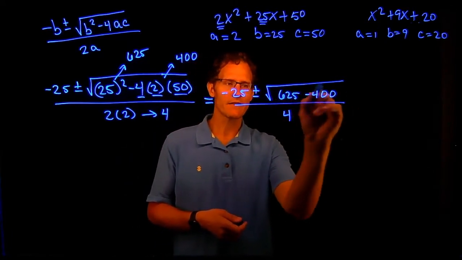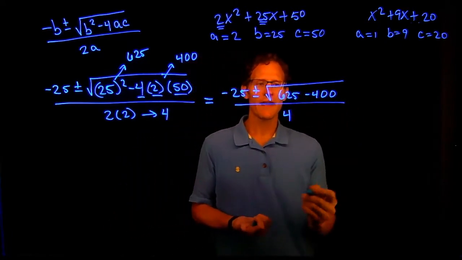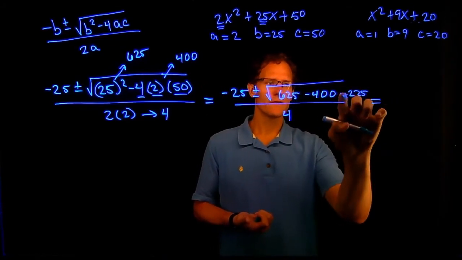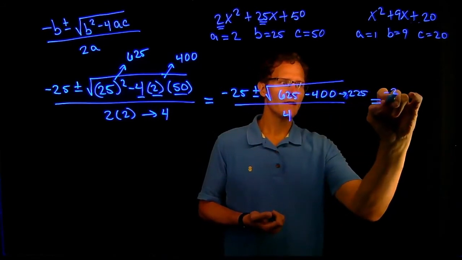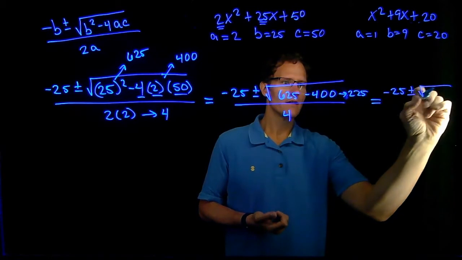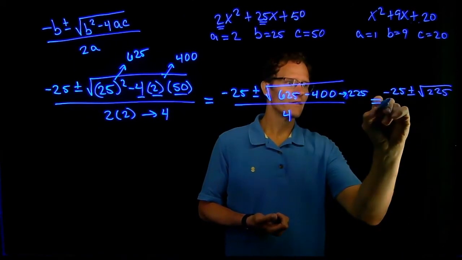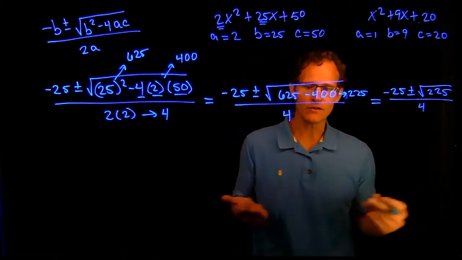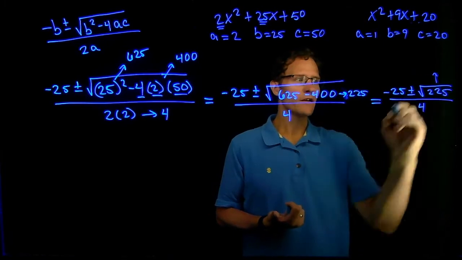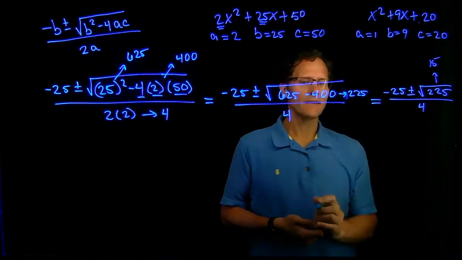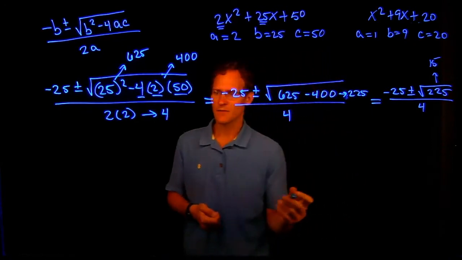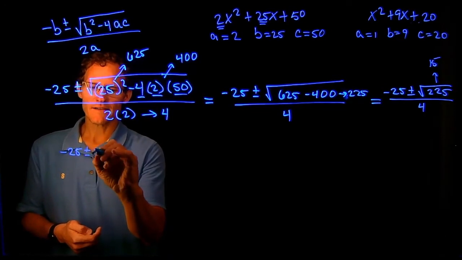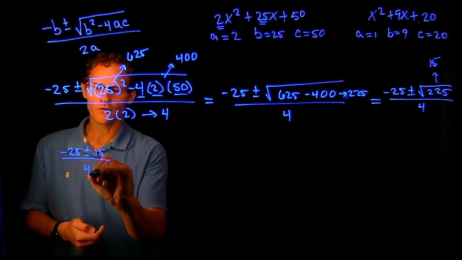Let's work underneath our square root. 625 minus 400 is 225. So all of this is equal to negative 25 plus or minus the square root of 225 divided by 4. Again, if you need to, which I suspect you do, use your calculator and you'll figure out the square root of 225 is 15. So we can further simplify this to negative 25 plus or minus 15 all over 4.